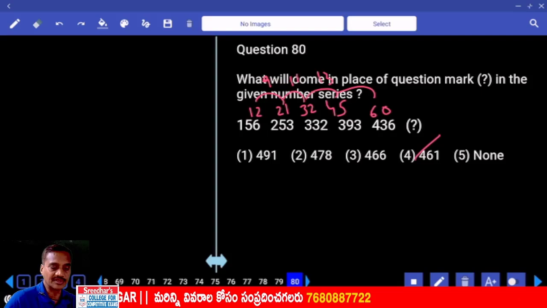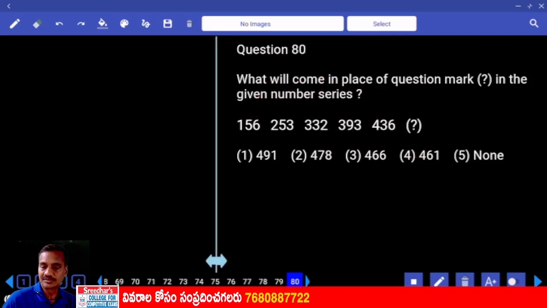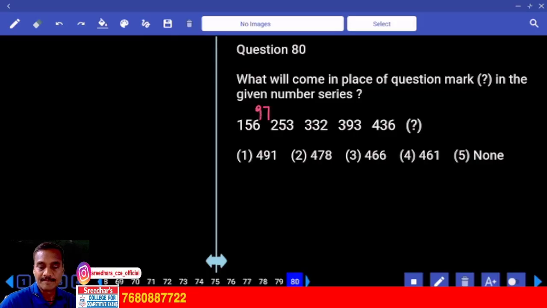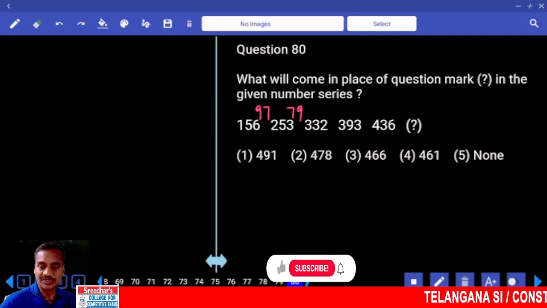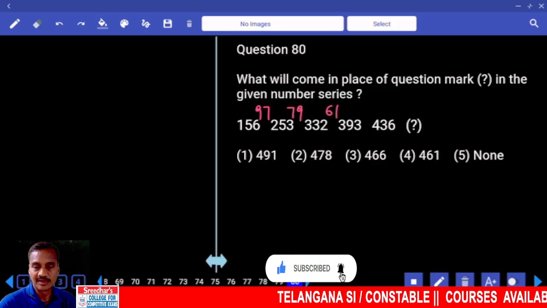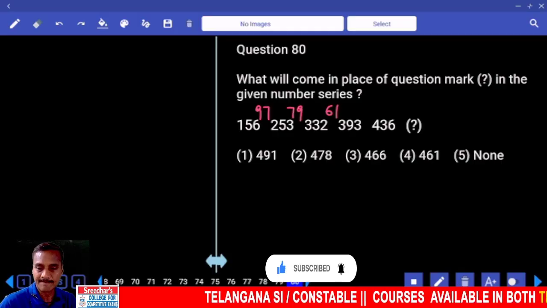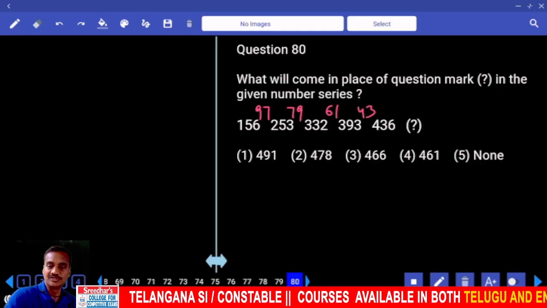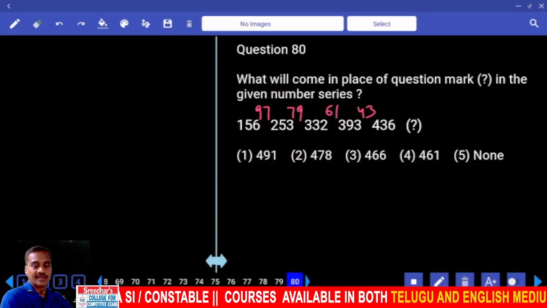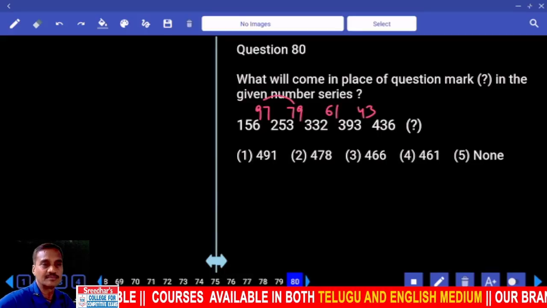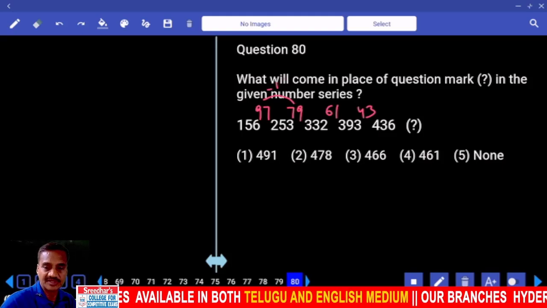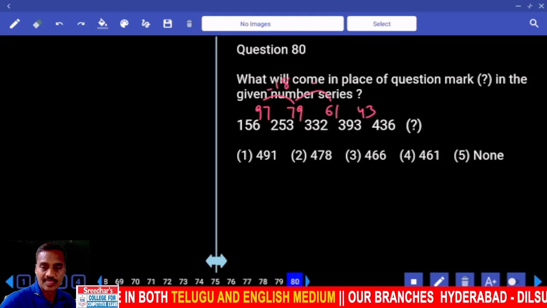Then coming to question number 80. Now in this 80th. 156 and 253 difference is so much? 97. Plus 253 and 332, what is the difference we have? 79. Next one 332 and 393, the difference is so much? 61. 393 and 436, 43. Then 97, 79, what is the difference we have? Difference minus 18. 79 and this one again 18.